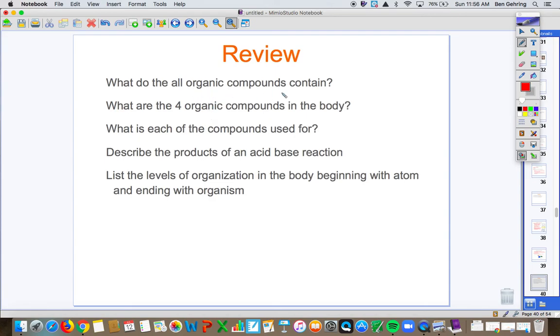What do all organic compounds contain? What are the 4 organic compounds in the body? What are they used for? And describe the products of an acid-base reaction. So what comes out of an acid-base reaction? And then give me your levels of organization, starting with atoms and ending with organisms.